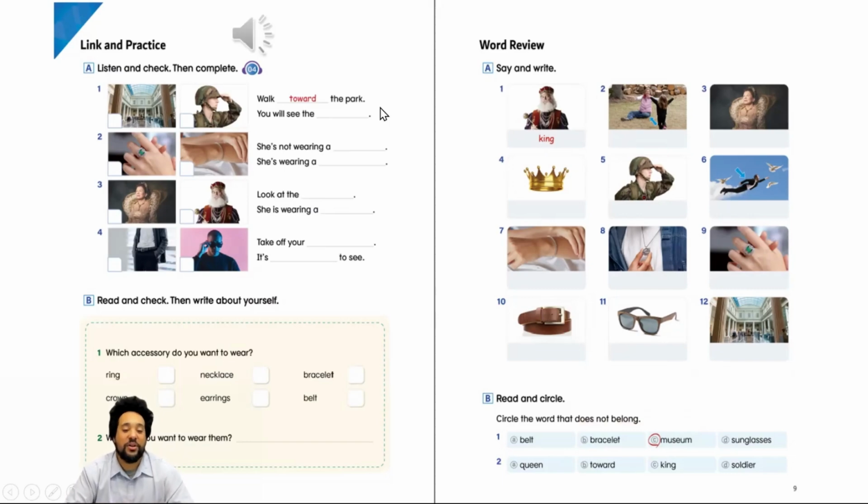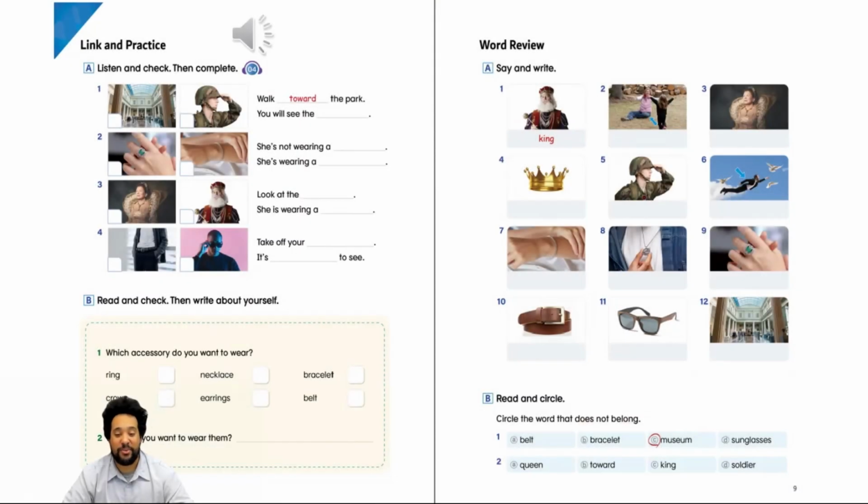Okay, so we have the first word already done for us. Walk toward the park, and you will see the blank on the right. So what will be on the right? Is it a museum or a soldier? That's right, it's a museum. So you will put a check mark in the box for the picture of the museum, and then you will write in the blank the word museum. All right, let's do 2, 3, and 4 together. Are you ready? Let's begin.